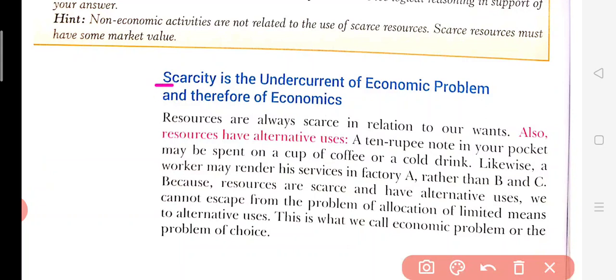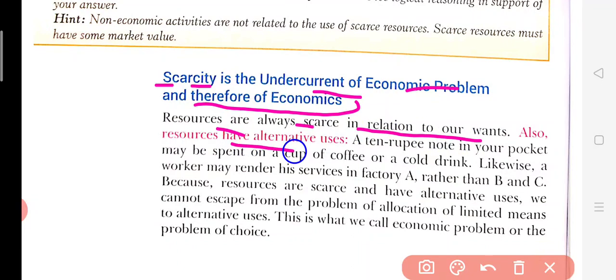Scarcity is the undercurrent of the economic problem and therefore of economics. So scarcity is definitely there. We don't have unlimited resources, and no country is rich in everything. Like in India, if you need crude oil, there is not an abundance of crude oil in India. That's why we are importing crude oil from other countries. So this is the economic problem. Resources are always scarce in relation to our wants.